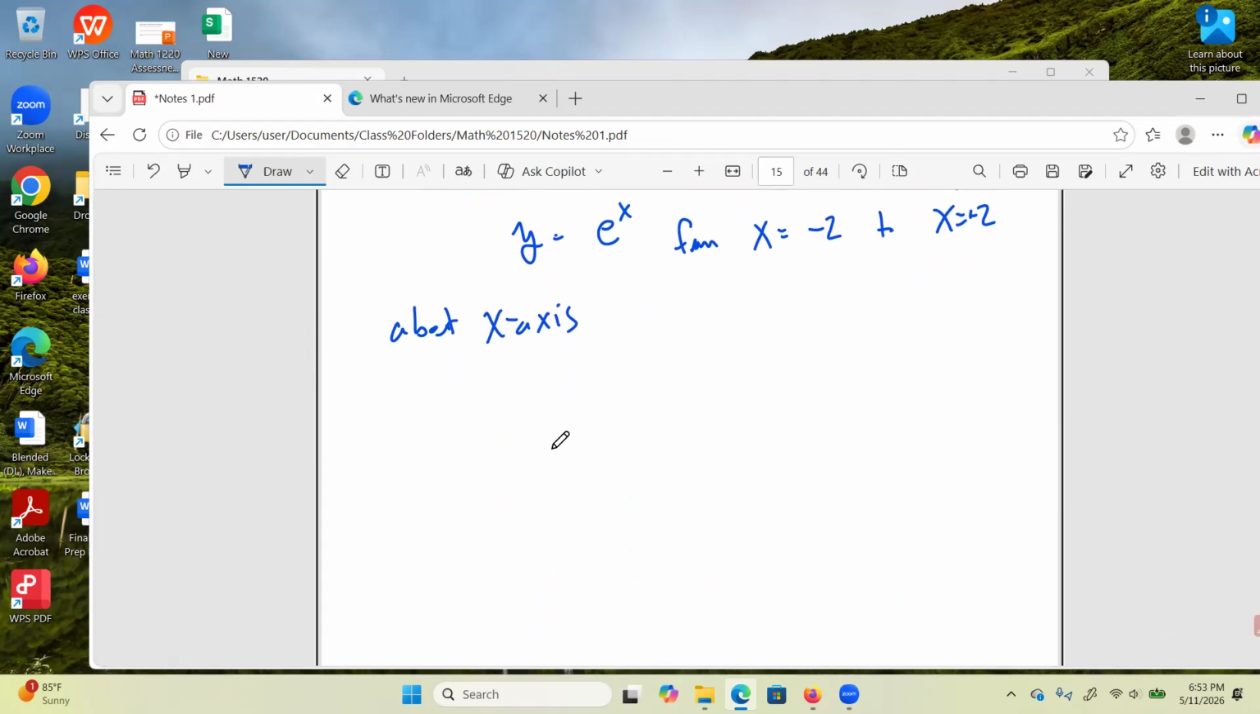Let's go ahead and draw ourselves a little picture, remembering what the graph of e to the x looks like. It looks something like this. Now we're going to go from -2 to +2, so we're looking at this little piece here. It looks kind of like a funnel, and this is the kind of shape that we're trying to figure out here.